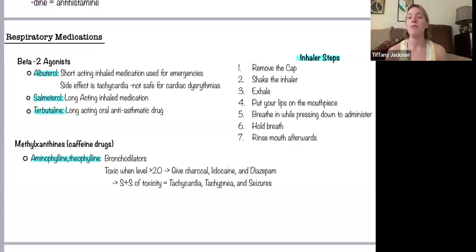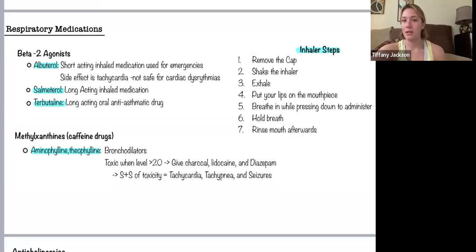Okay. Up next are methylxanthines. These are caffeine derivatives. So naturally, our side effects and our symptoms of toxicity are very similar to what one might think would happen if someone overdosed on caffeine: tachycardia, tachypnea, and seizures. Okay, this occurs when these levels go over 20. All right, this is going to be our theophylline, the ones that end in phylline.